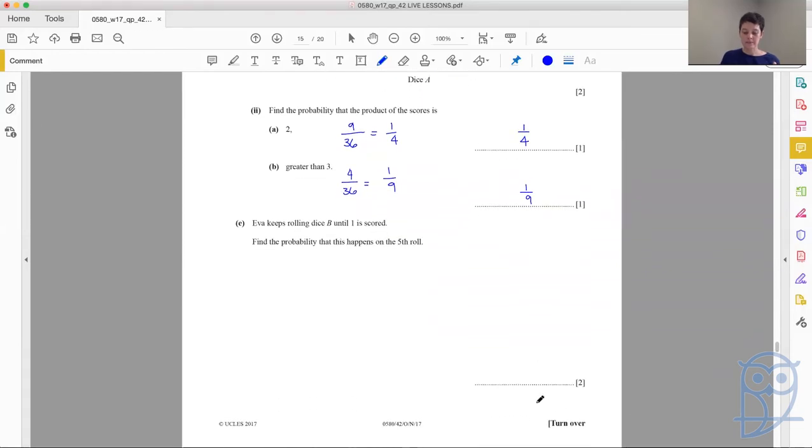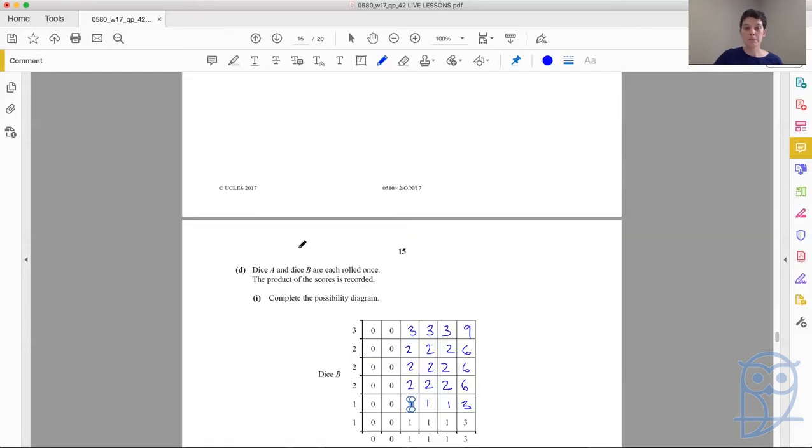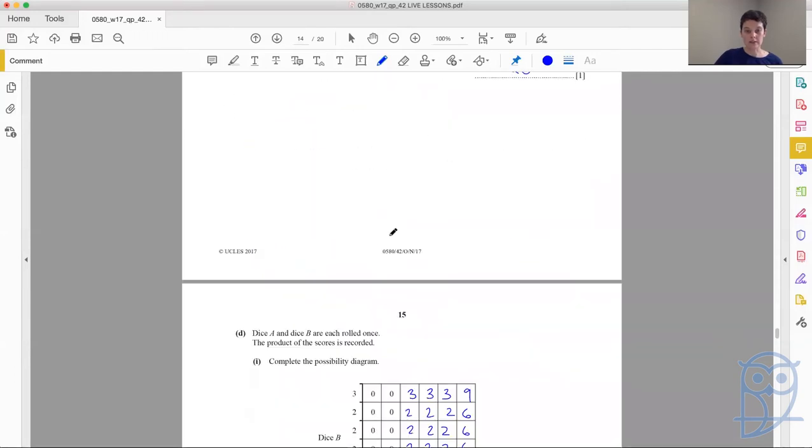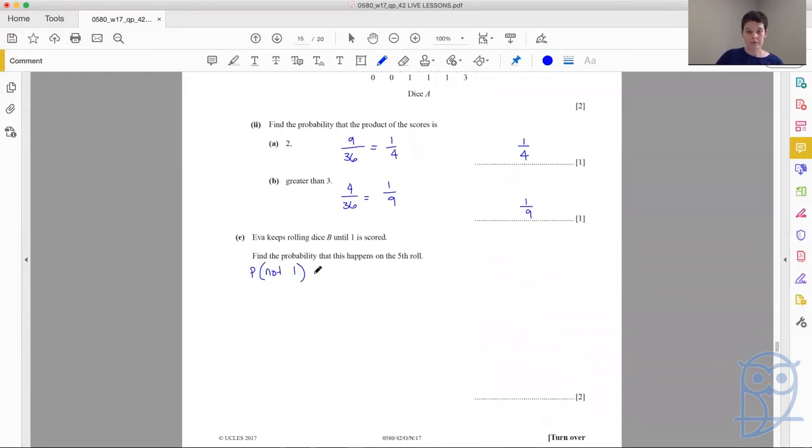Next piece of this question, last piece of this question, says that Eva keeps rolling dice B until 1 is scored. Find the probability that this happens on the 5th roll. So it means she doesn't get a 1, she doesn't get a 1, she doesn't get a 1, she doesn't get a 1, and then she gets a 1. But that has to be the 5th roll. So we need to know the probability of not getting a 1. So dice B, not getting a 1. So 1, 2, 3, 4 out of the 6. And the probability of 1 is 2 out of 6. Okay, 2 ones out of all those 6, plus 4 out of 6, plus 2 out of 6 equals 1.